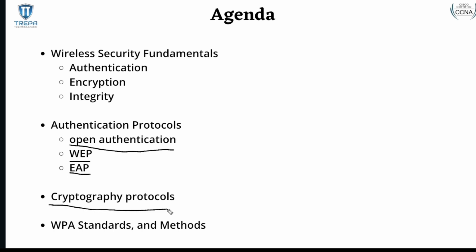And then we have different cryptography protocols. That is going to be TKIP, AES, CCMP, GCMP, the different ways that we actually apply cryptography and encryption on our wireless LAN and our data and our 802.11 frames. We're also going to talk about message integrity checks as well. And then we're going to go over the different WPA standards and the different modes and methods in which we deploy them. So what encryption does WPA use? What kind of modes does it have? And how do we deploy it?